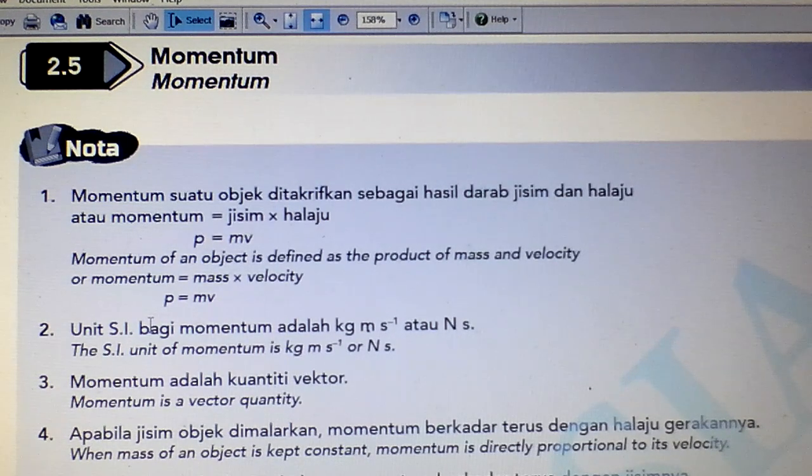Hi, we continue with 2.5 momentum. Okay, so you look at all the important facts about momentum. Look at number 1, the definition for momentum.